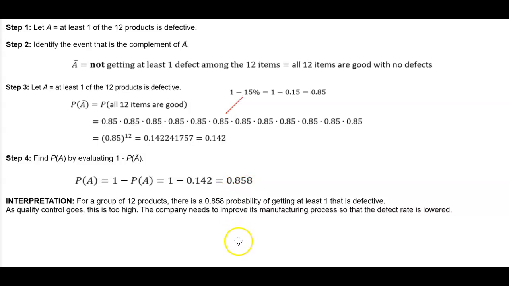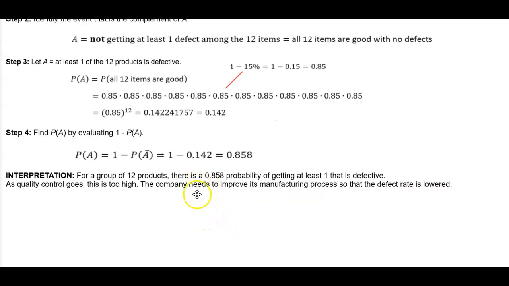So the interpretation would be the following. For a group of 12 products, there is a 0.858 probability of getting at least one that is defective. As quality control goes, this is too high. The company needs to improve its manufacturing process so that the defect rate is lowered.